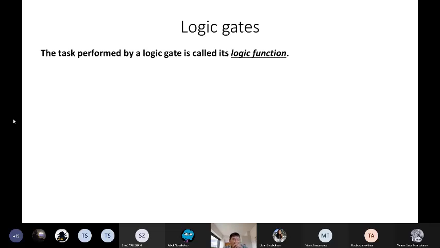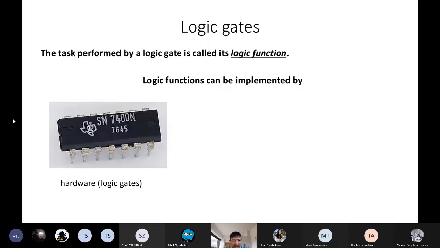So the task performed by a logic gate is called its logic function. You should understand the difference between logic gate and logic function. A logic gate is a physical thing. It's the integrated circuit itself that contains this logic gate. But functions are just the operations that these logic gates perform. So a logic function can of course be implemented by hardware logic gates.